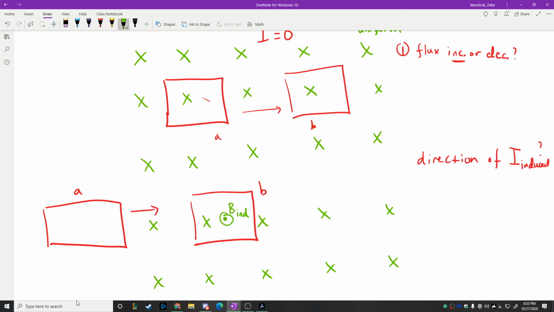Now, if that's the induced magnetic field, what direction does the current need to flow? Does it need to flow this way, or does it need to flow this way? Just point the thumb of your right hand out of the screen and wrap your fingers in the direction the current's going to flow. Is it clockwise or counterclockwise? It's counterclockwise, that's exactly right. In this case, your induced current is going to go this way, because the flux was increasing, so the induced magnetic field is opposite.